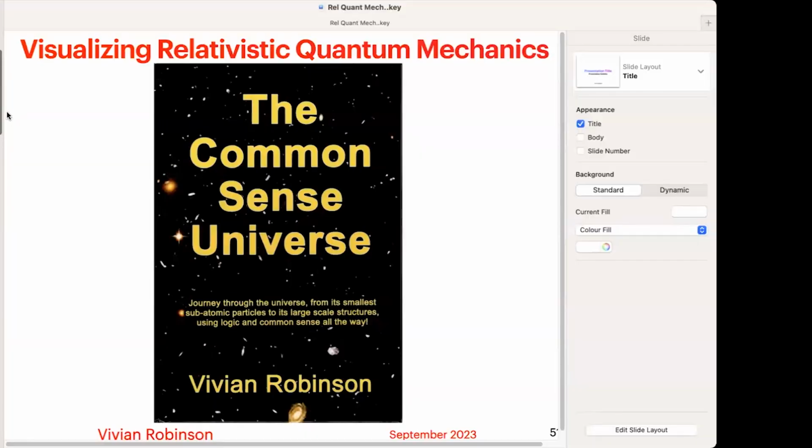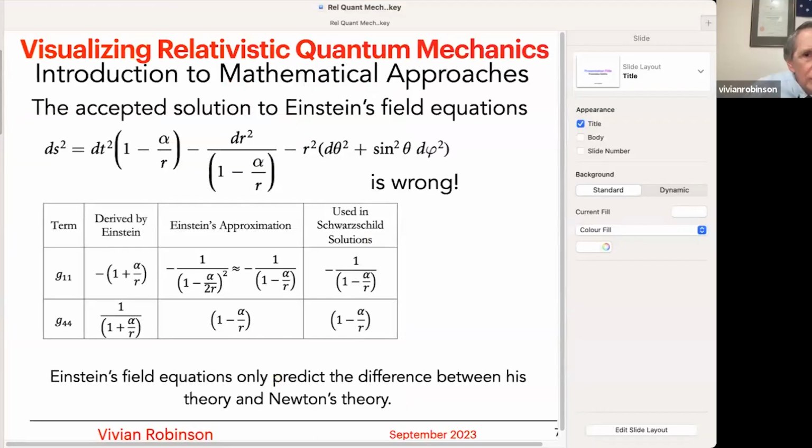If you'd like me to get it up again, I can do that. Okay. Where are we? Yes, here's where the mistake was made. Einstein derived the 1 plus alpha over R terms, but he approximated them, and you can read it in his paper.